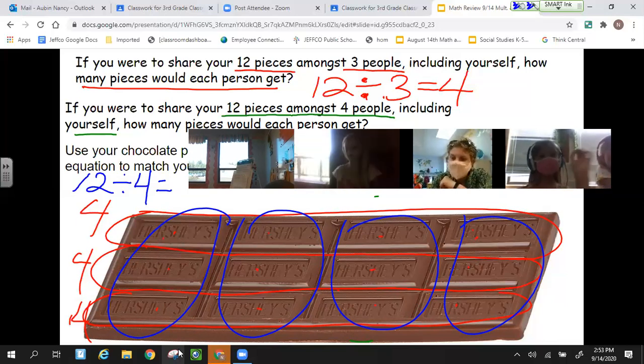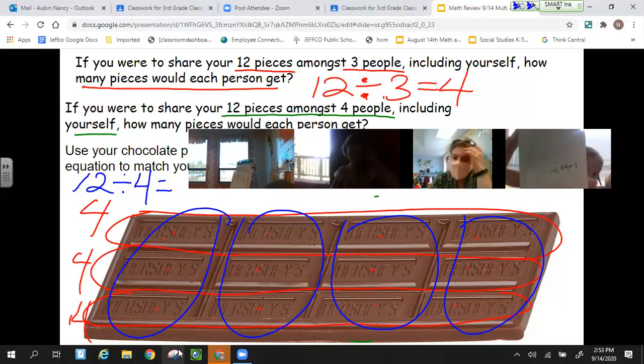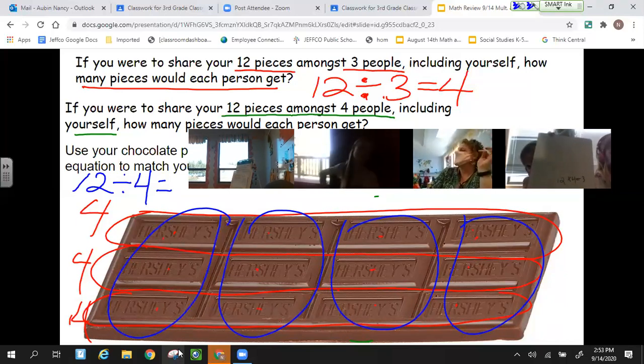Hey, Evie, what did you get? I got 3. Well, we'll go this way, because that was the one you did last time, right? So it would be your column, right? This way. And you got how many in each column? You should have gotten 1, 2, 3, 1, 2, 3, 1, 2, 3. Your answer should have been 3.